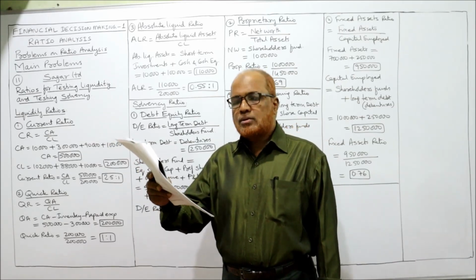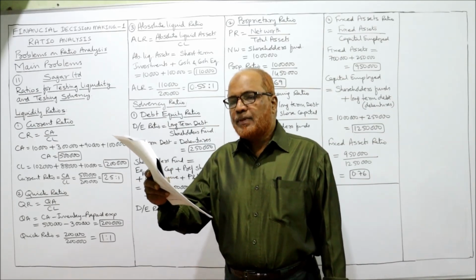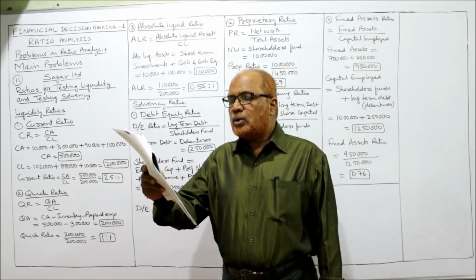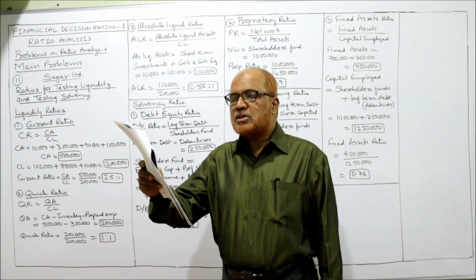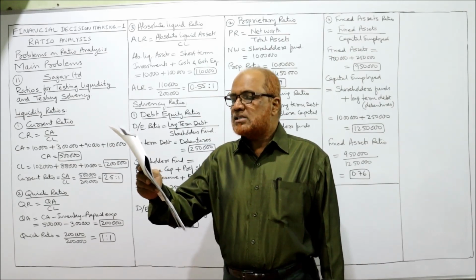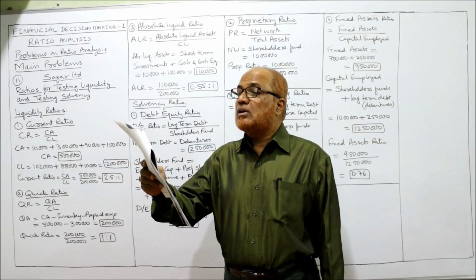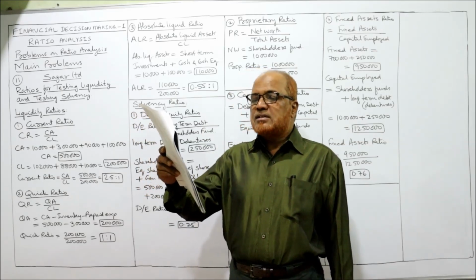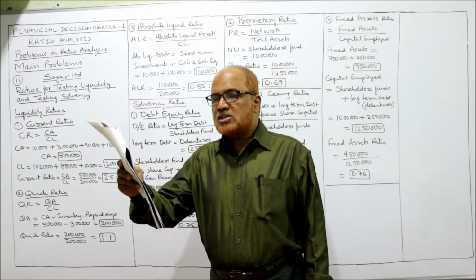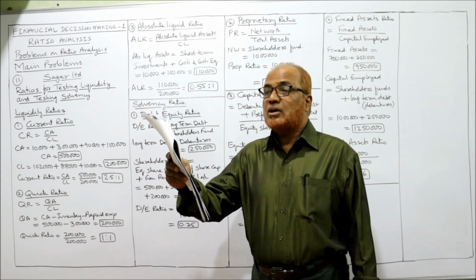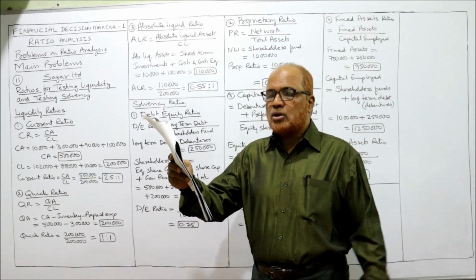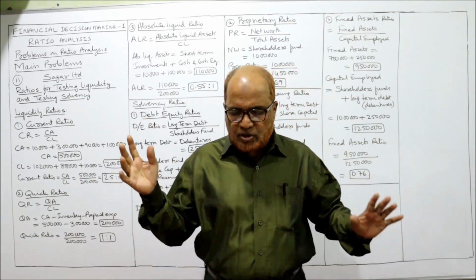Notes to accounts. Note number 1, share capital. Under share capital, we have equity share capital 5 lakh, 9% preference share capital 2,50,000, total 7,50,000. That's what is given in the balance sheet. Similarly, reserves and surplus: general reserve 50,000, profit and loss account balance 2 lakh, total 2,50,000, that is given in the balance sheet. That's all. This is the only information given.